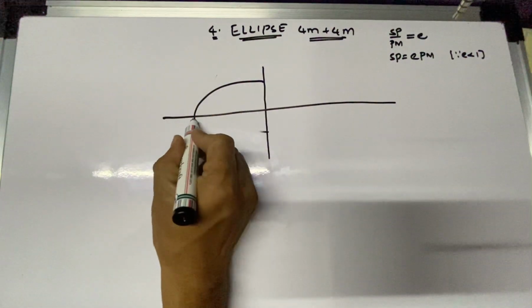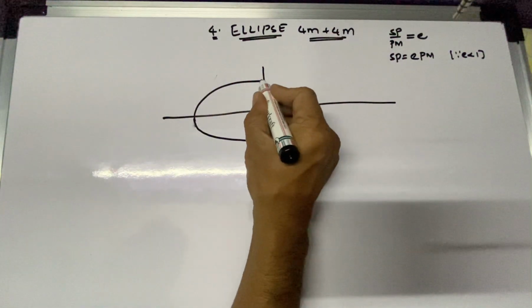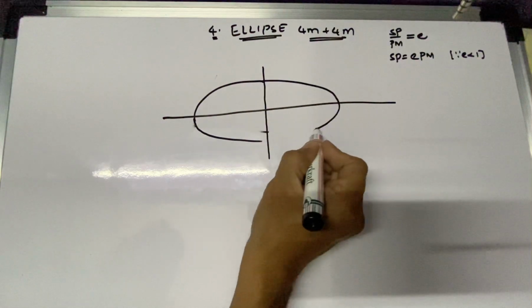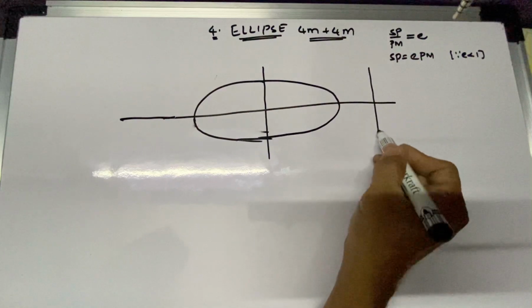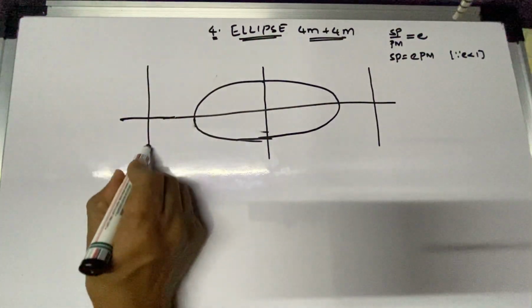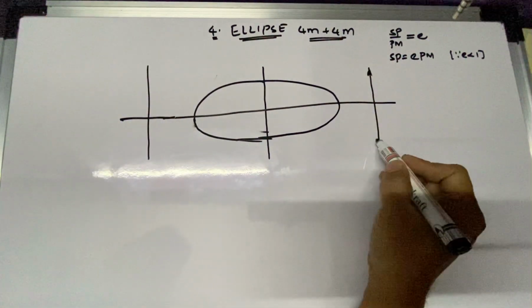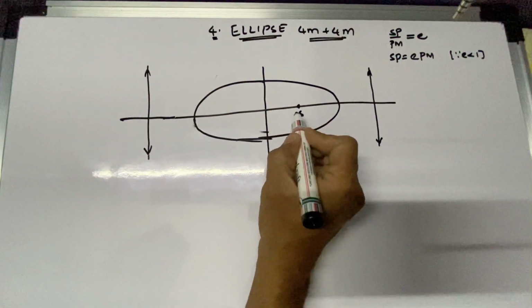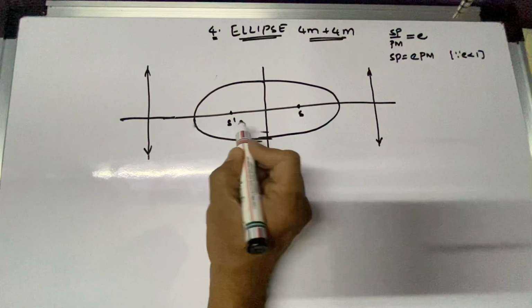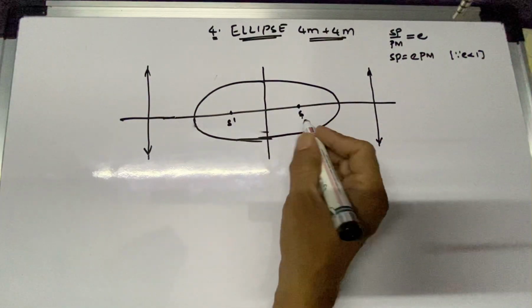two parabolas facing one another, and two directrices we have. If there are two directrix lines, we say these two are directrices. Next thing is two focus points, so that is foci. First one is S, the other one is S dash.